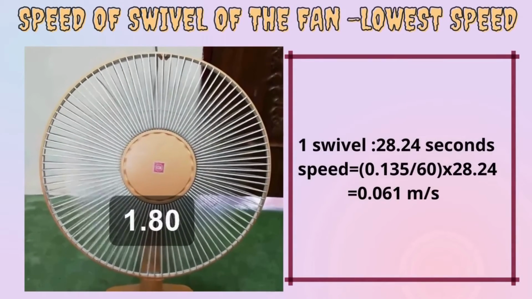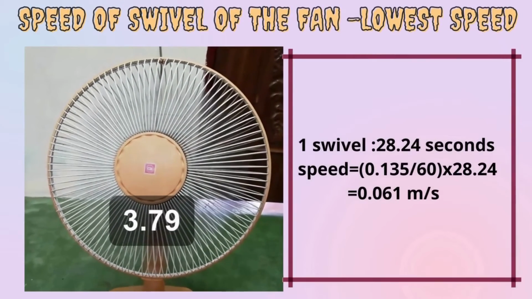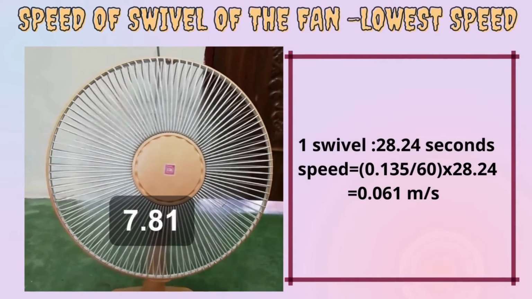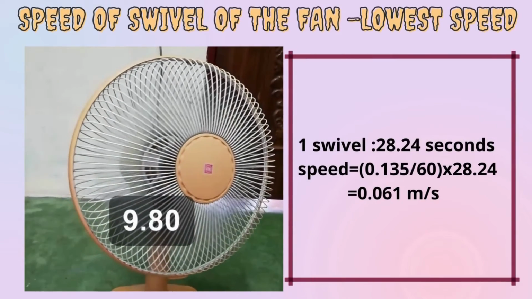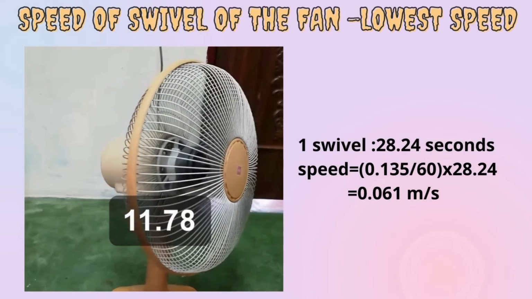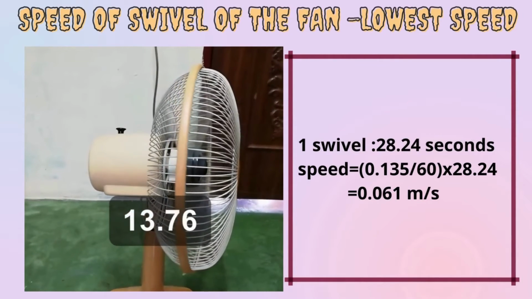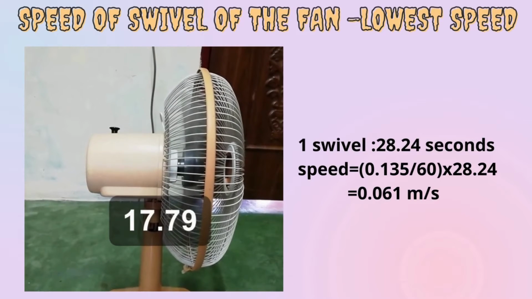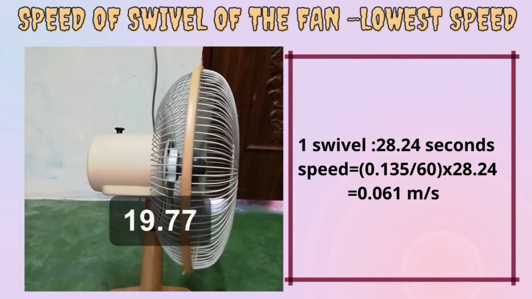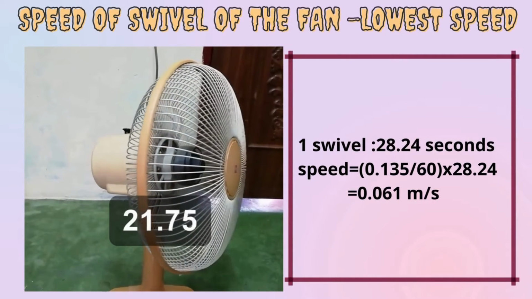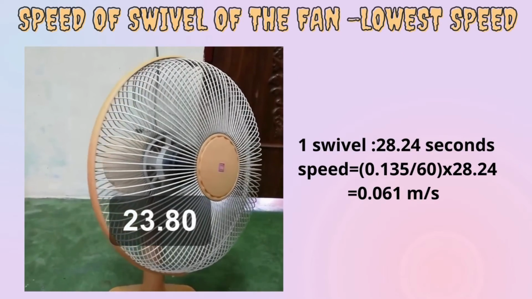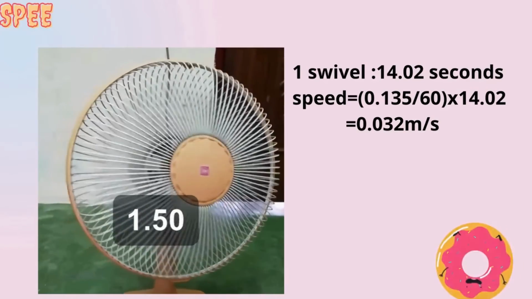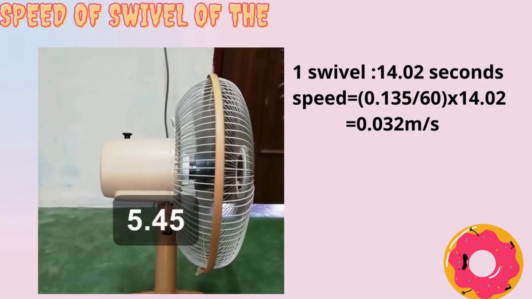Here shows the speed of the swivel of the fan for lower speed. For the lower speed, one swivel equals 28.24 seconds. To obtain the speed, 0.135 meter divided by 60 times the 28.24 seconds equals 0.061 meters per second. Next is for the higher speed.